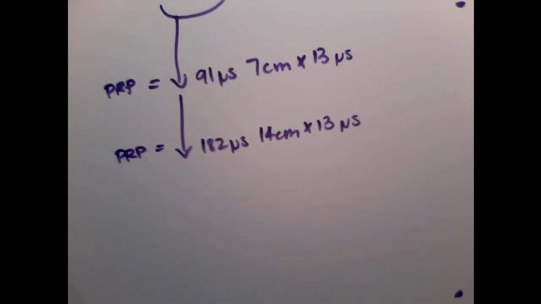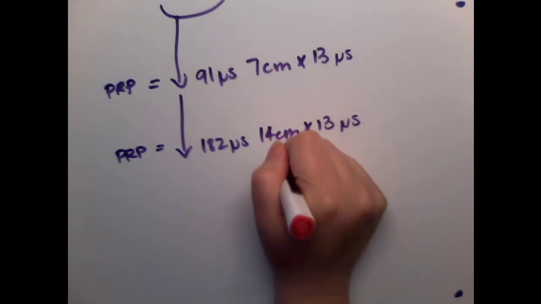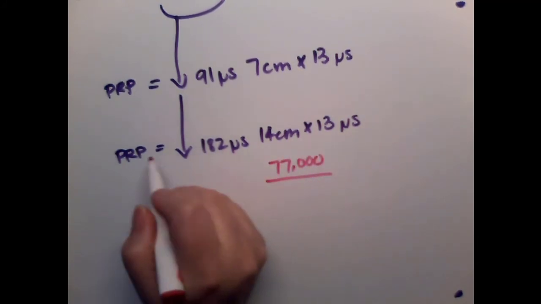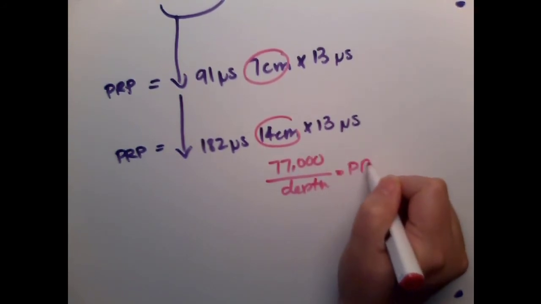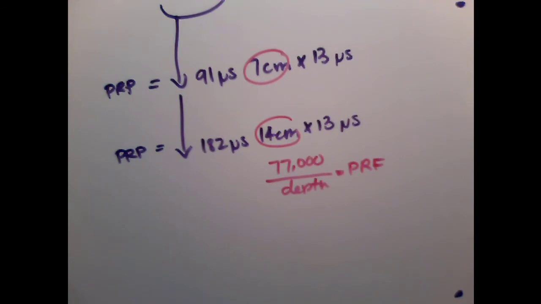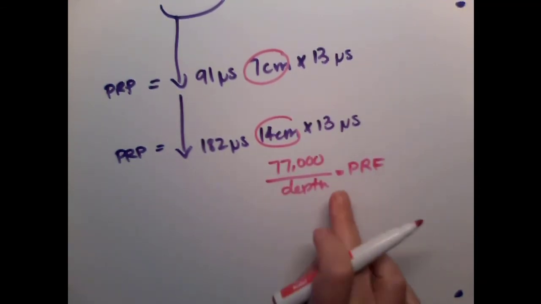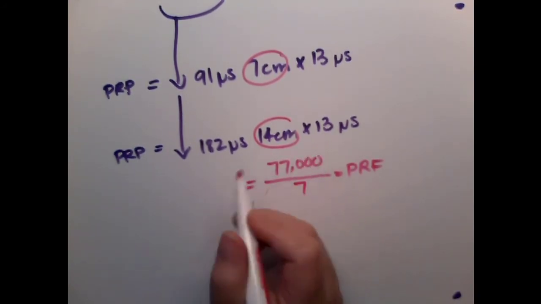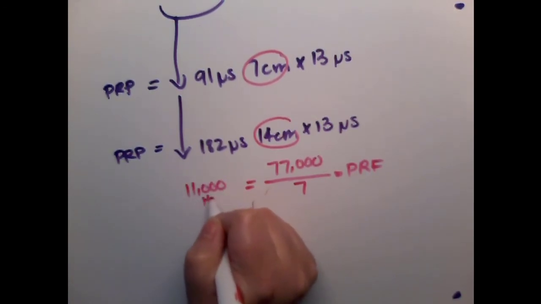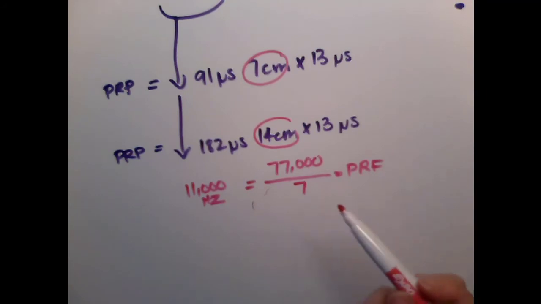Okay. Now we're going to use the new formula that we just learned: 77,000 divided by the depth is going to equal our PRF, or pulse repetition frequency. So if we take 77,000 and divide it by 7, our PRF equals 11,000 hertz. Or it can travel to a depth of 7 centimeters 11,000 times. It can go down to 7 centimeters and back 11,000 times in 1 second. That's what that is saying.